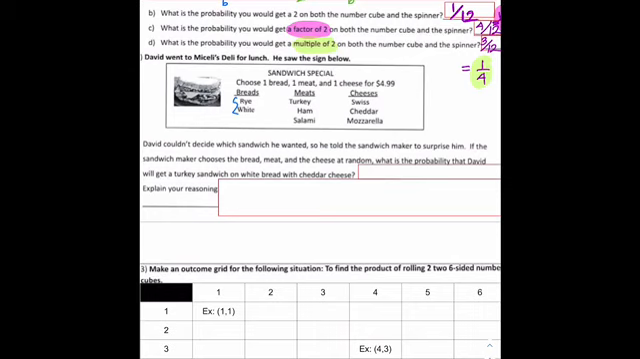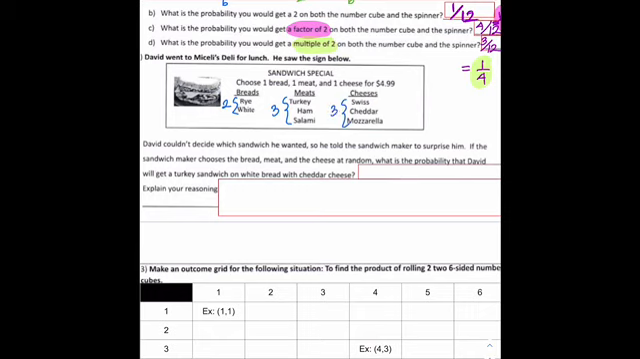Before we start solving this problem, I would like to talk about the fundamental counting principle. The fundamental counting principle, also called the counting rule, is a way to figure out the number of outcomes in a probability problem. Basically, you multiply the events together to get the total number of outcomes. In this question, we have breads, which we have 2 options, and for meat, we have 3 options, and for cheeses, we have 3 options.